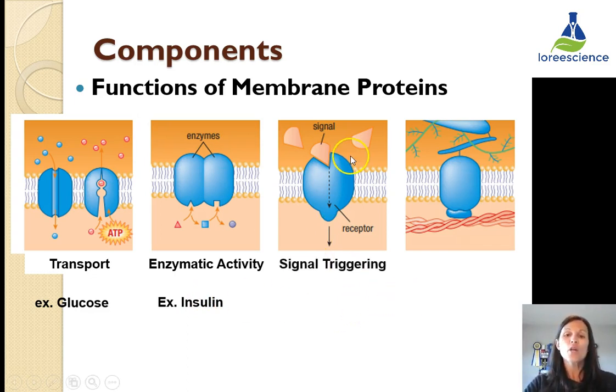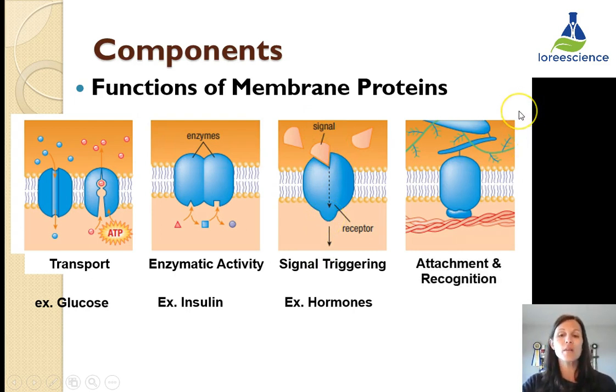Signal triggering. For example, a signal molecule like a hormone could be found on the outside of the cell. That hormone doesn't actually need to get into the cell, but it binds with a membrane protein, which will then trigger either the release of another molecule, or it could cause another reaction to happen. But that molecule itself doesn't need to get into the cell, yet it causes a change inside the cell. And lastly, we can recognize them as attachment and recognition.